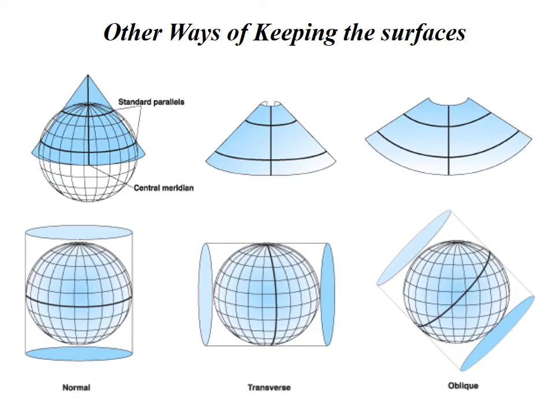And how do we keep the cones or cylindrical surfaces? What are the other ways by which we can keep these cones? You can also keep the cone cutting at two places, so you get two standard parallels, which means along the first standard parallel and along the second standard parallel, all the information is transferred from the earth to the cone surface. Similarly, you get a normal way of keeping the cylindrical positions. This is a transverse and oblique way of keeping the surfaces. So the standard parallels keep on changing here.